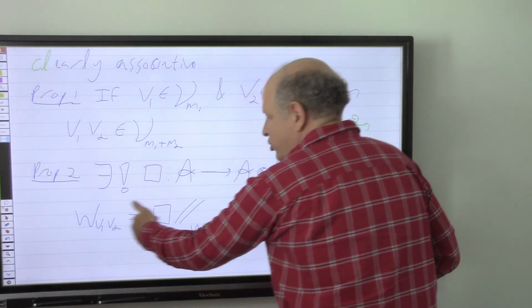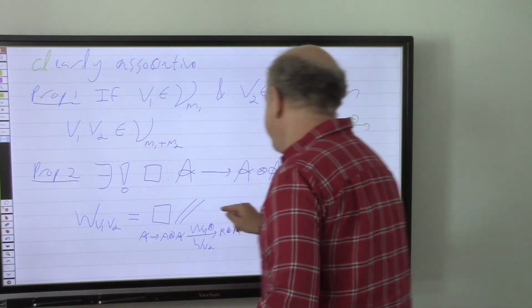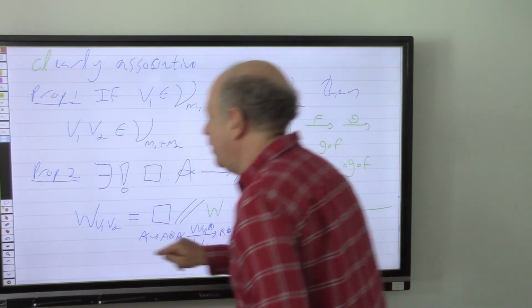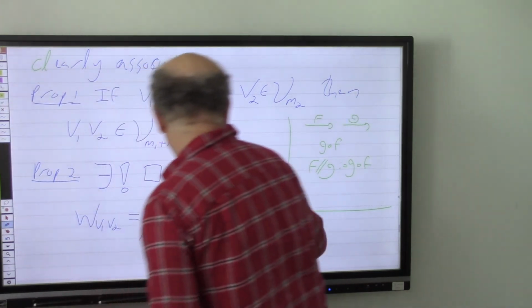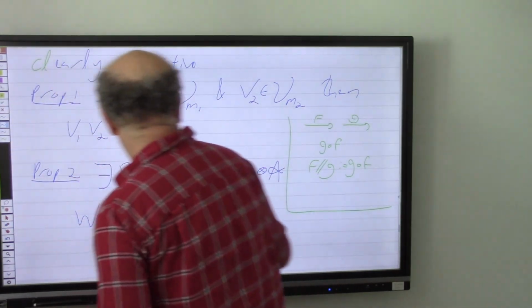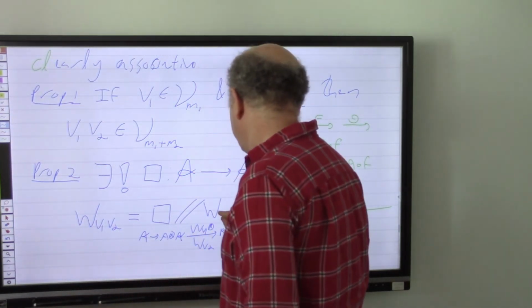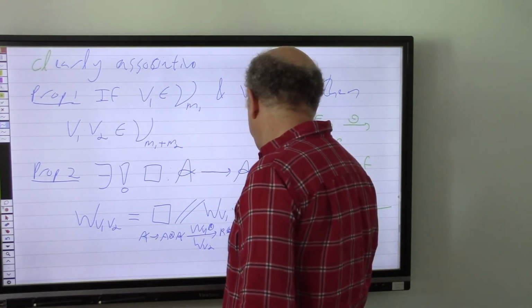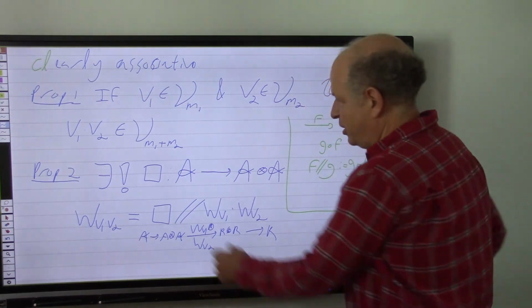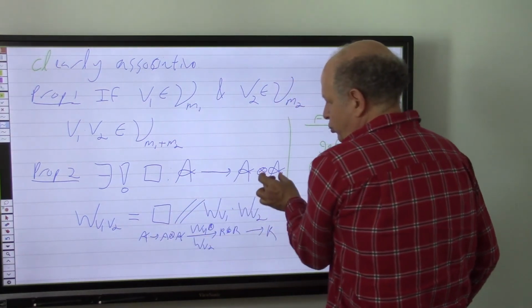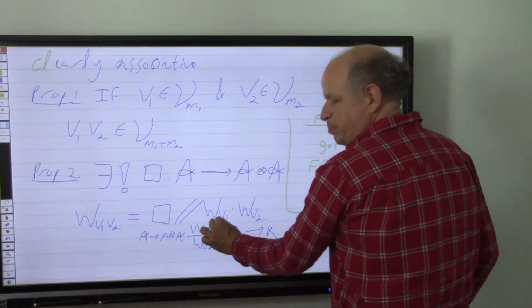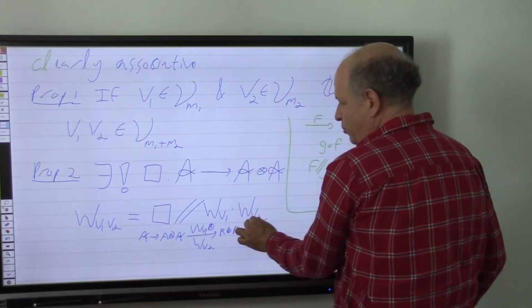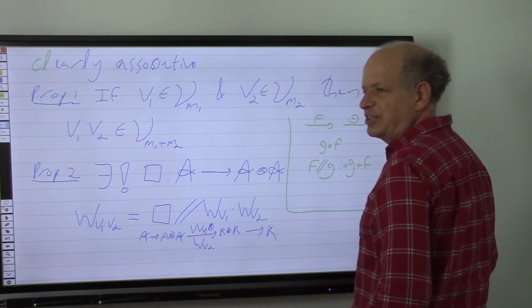So you first do the coproduct, and then you do WV1 and multiply with W of V2. So after the coproduct you have two tensor factors. On the first tensor factor you apply this, on the second one you apply that, and you multiply the results.